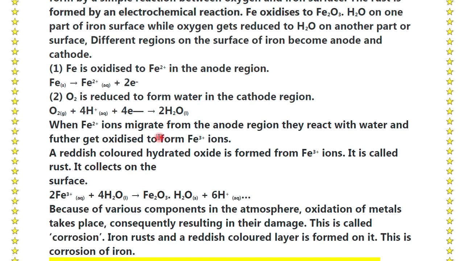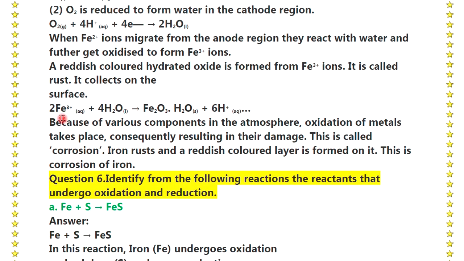When Fe2+ ions migrate from the anode region, they react with water and further get oxidized to form Fe3+ ions. A reddish colored hydrated oxide is formed from Fe3+ ions. It is called rust. It collects on the surface. 2Fe3+ plus 4H2O gives rise to Fe2O3.H2O plus 6H+ in aqueous solution. Because of various components in the atmosphere, oxidation of metals takes place, consequently resulting in their damage. This is called corrosion. Iron rusts and a reddish colored layer is formed on it. This is the corrosion of iron.